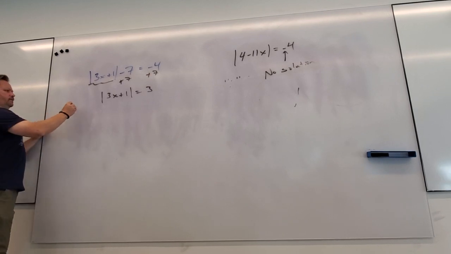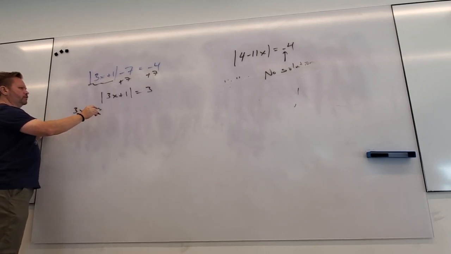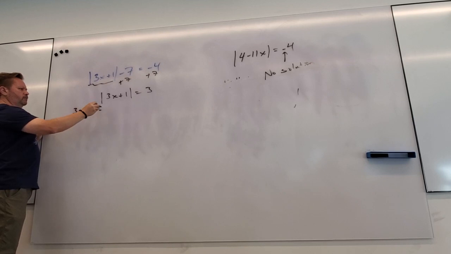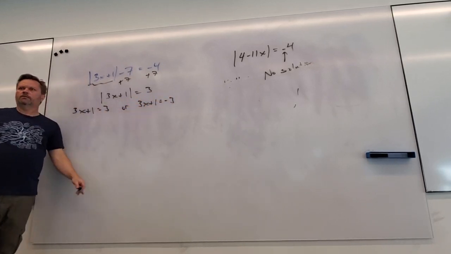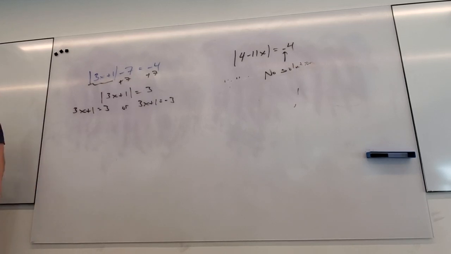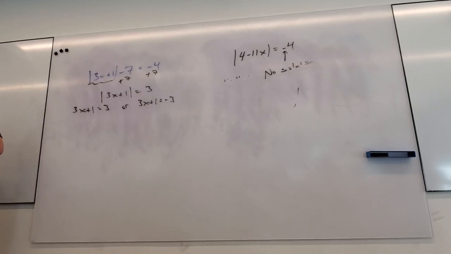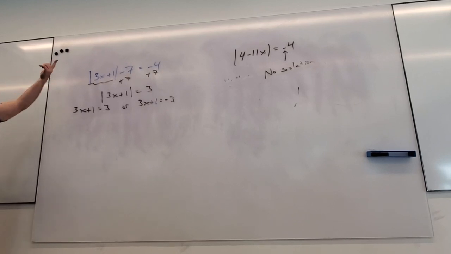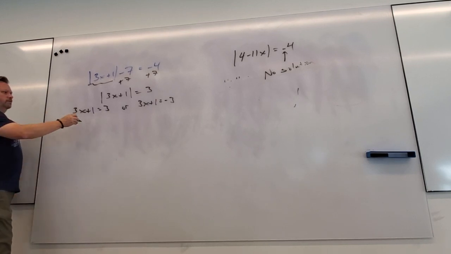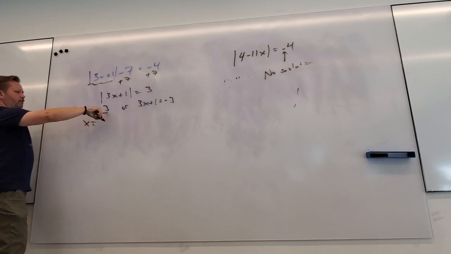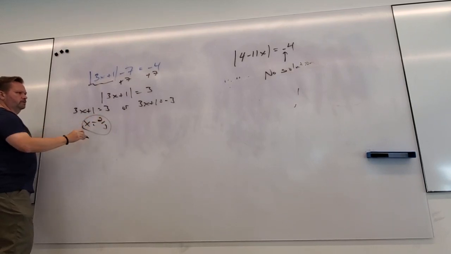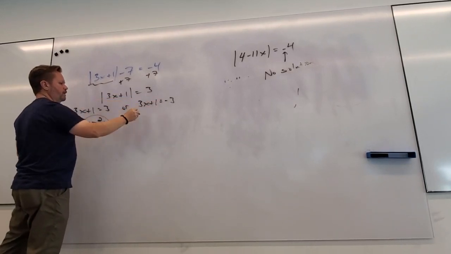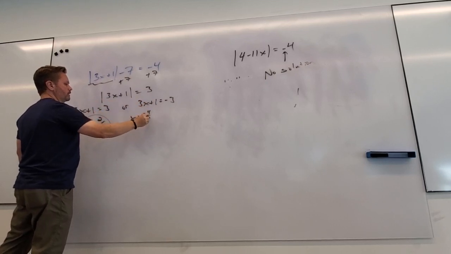So what are my 2 cases? Either 3x plus 1 equals 3, or 3x plus 1 equals negative 3. Why does that make sense? Because the absolute value of 2 things could equal the same thing: the absolute value of negative something and the absolute value of positive that thing both equal the same thing. That's why there are 2 possibilities. So what do you get for this? Subtract 1, divide by 3: 2 thirds. This one, subtract 1, divide by 3: negative 4 over 3. Nice.